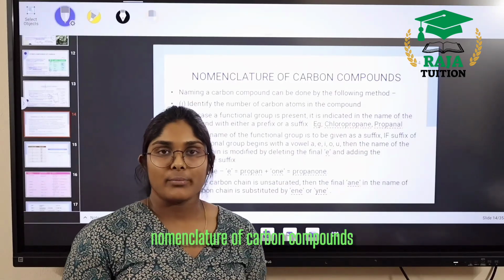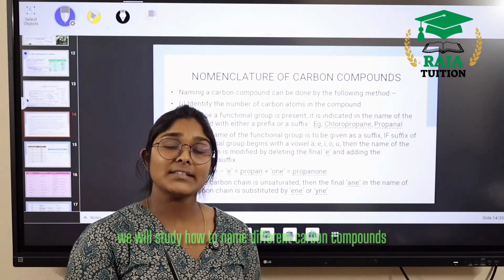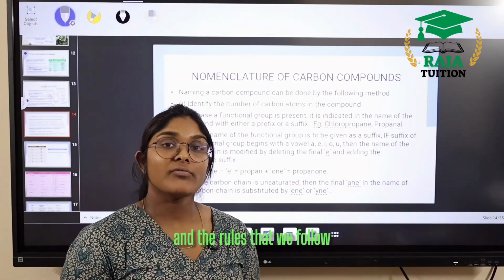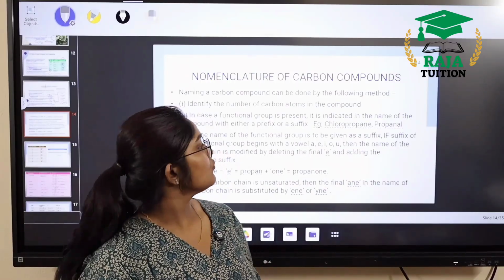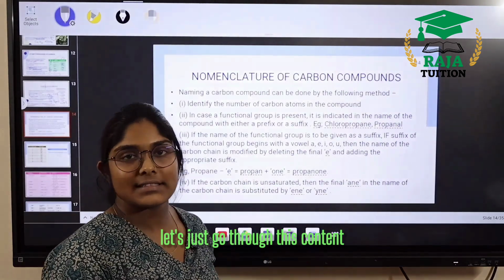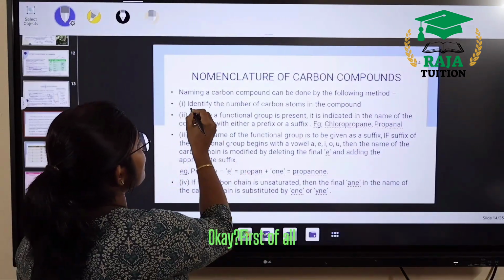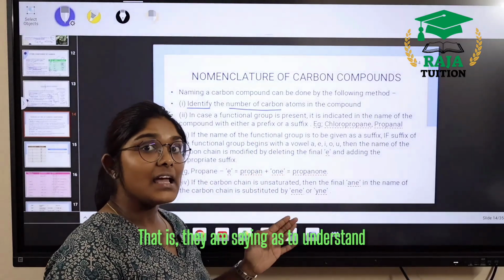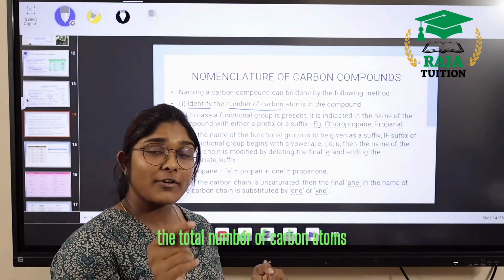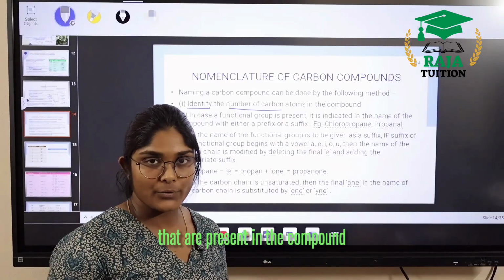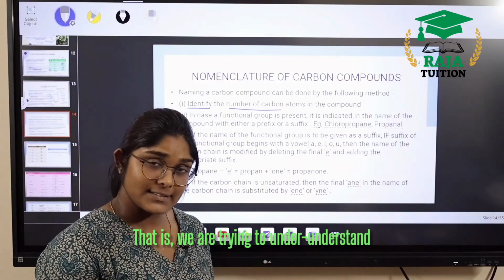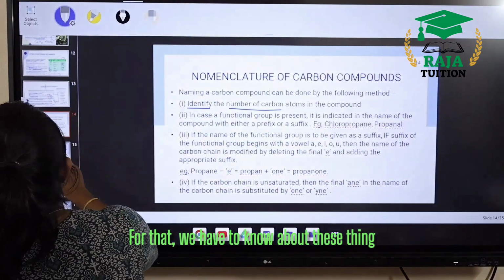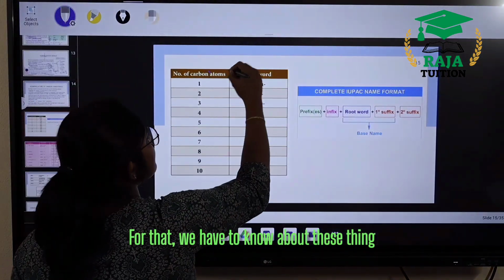Now, nomenclature of carbon compounds. In this part, we will study how to name different carbon compounds and the rules that we follow while naming these compounds. So first of all, let's go through this content. First of all, identify the number of carbon atoms. That is, we need to understand the total number of carbon atoms present in the compound, the root number of carbon atoms. For that, we have to know about these things.